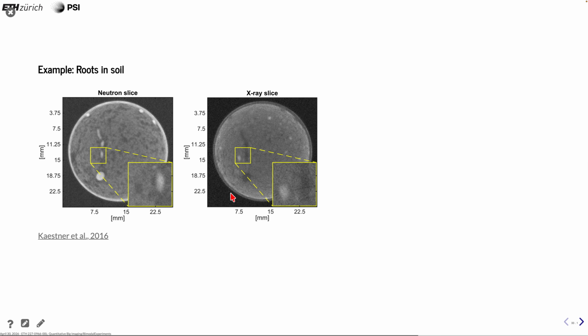Coming back to my favorite roots in soil, here we have a neutron slice where you can nicely see the roots in the soil. There is a bit of roots over here too. You see the sample container, which was probably some kind of plastic container. And in the X-ray slice, you only see voids where the root would be, and instead you see a stone. So it's very complementary in what you can see in these two.